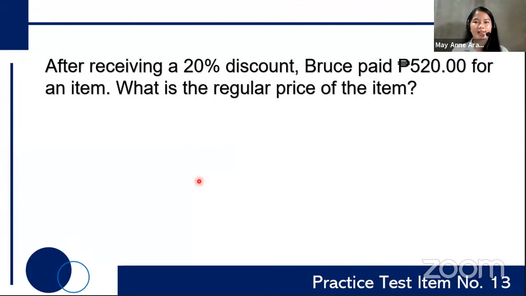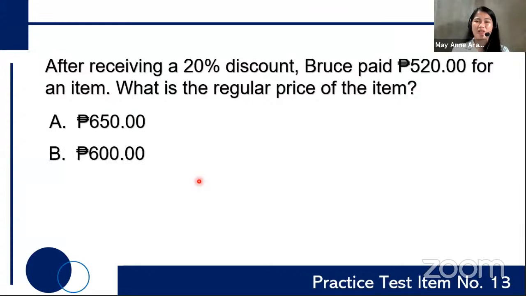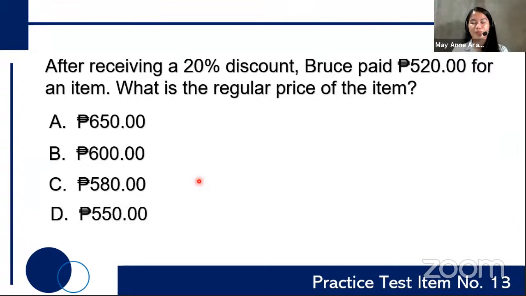Okay, next problem. After receiving a 20% discount, Bruce paid 520 pesos for an item. The question is, what is the regular price of the item or the original price of the item? A, 650 pesos. B, 600 pesos. C, 580 pesos. And D, 550 pesos.